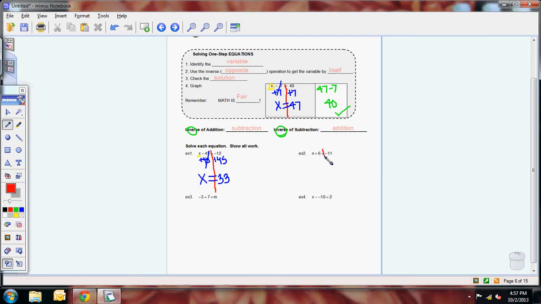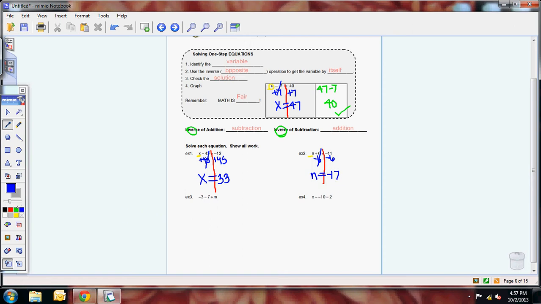Next one, I'm going to separate my sides. This time I have an addition problem. I need to get n by itself. That's my variable. So to get n by itself, I'm going to do the opposite and subtract 6 on this side. Now I have n equals negative 17.